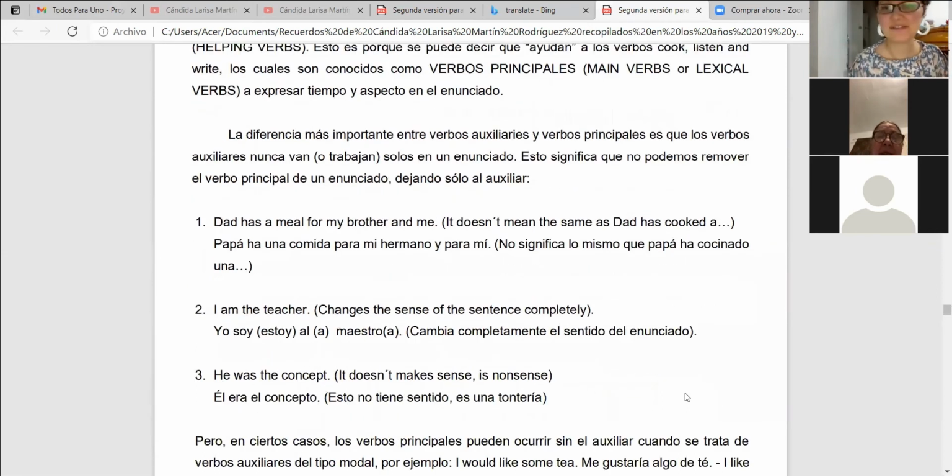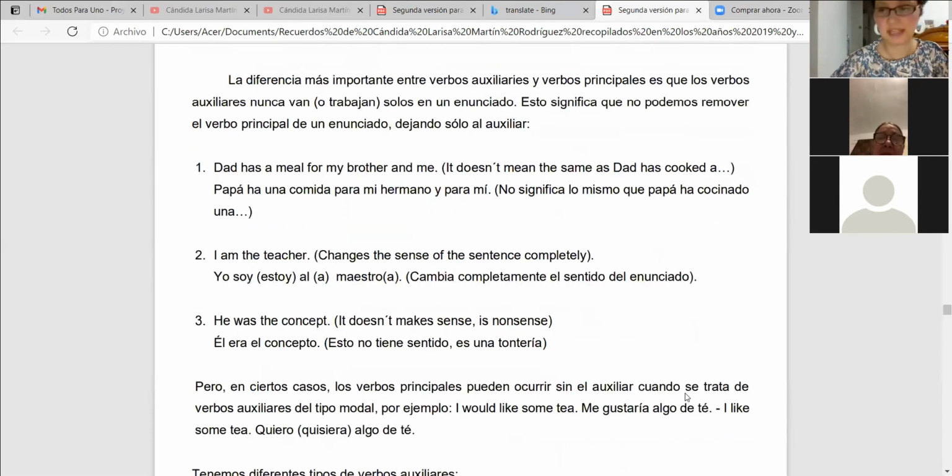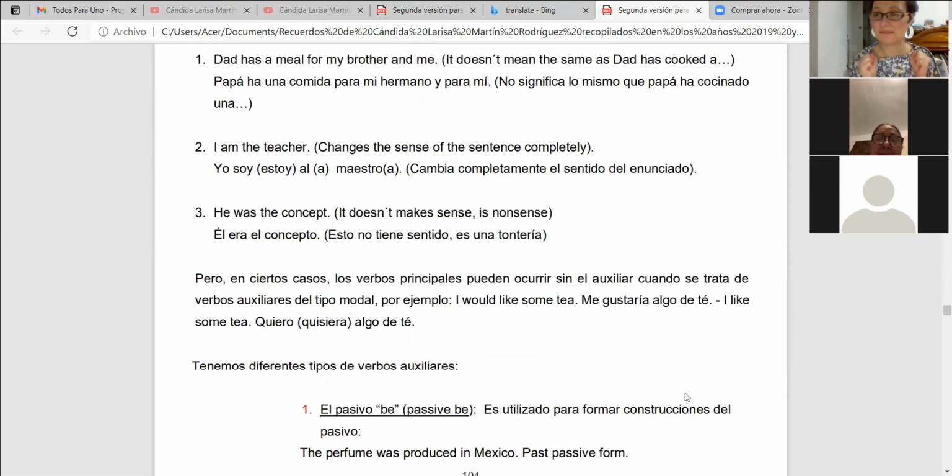The biggest difference between the auxiliary verbs and the main verbs is that the auxiliaries never go alone. They never work alone in a sentence. This means that we cannot remove the main verb of a sentence, leaving only the auxiliary. So the main verbs are very important, and auxiliary verbs cannot go alone in a sentence.